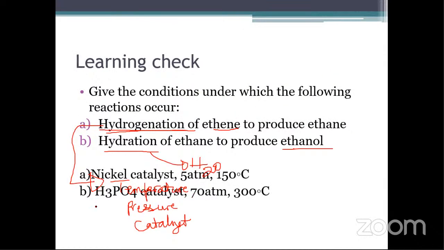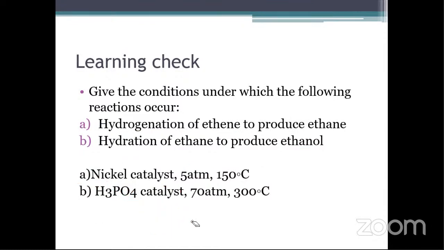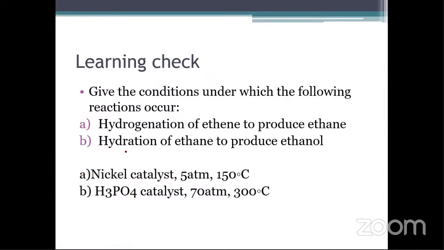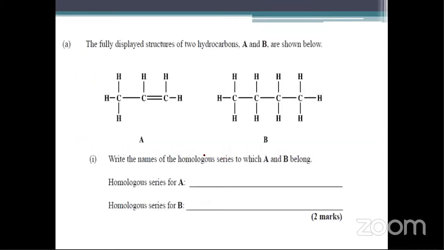So here it is. For hydrogenation, again, we need a nickel catalyst, 5 atmospheres and 150 degrees Celsius. For hydration, which is addition of water, we need phosphoric acid, 70 atmospheres and 300 degrees Celsius. All right, let's look at these past paper questions right here.